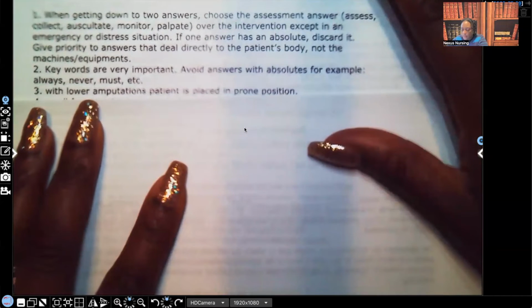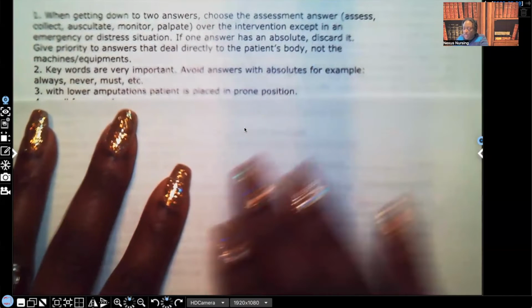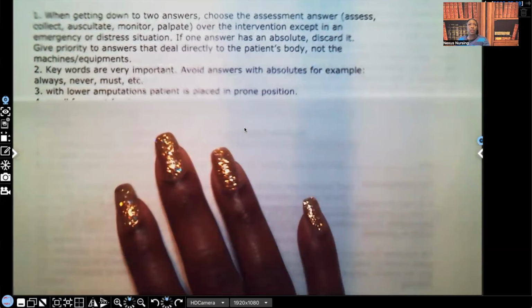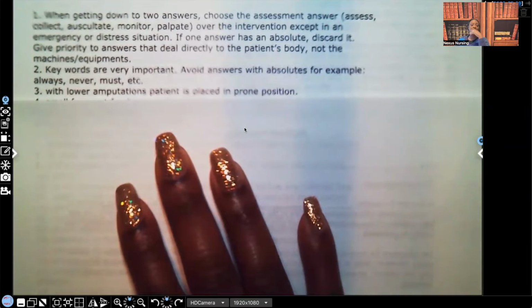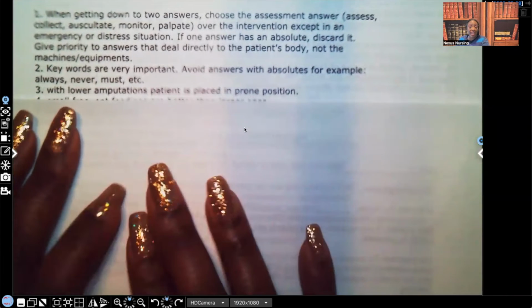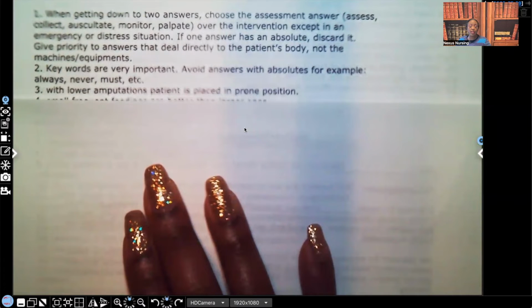Number 3, with lower amputations, patient is placed in prone position. Absolutely. So I want you to think about it. This patient's had a below knee amputation. So what's going to happen is what's left of that leg is going to want to elevate, right? And so that patient can have hip contractures, and you don't want that to happen. So what you're going to do is place them on their stomach, and you're going to do that several times during the day to make sure that those contractures do not develop.